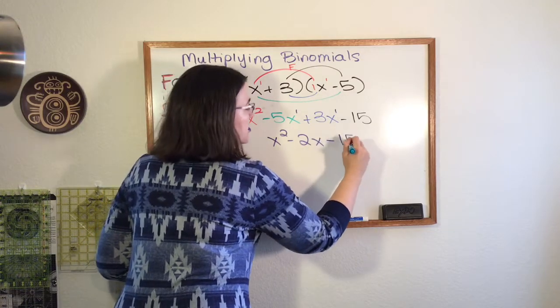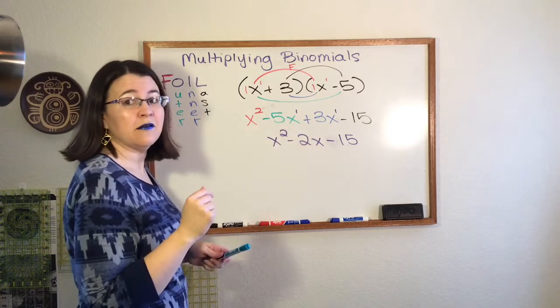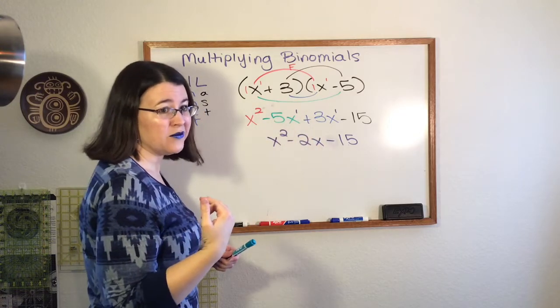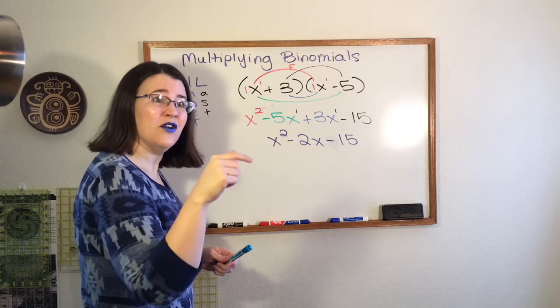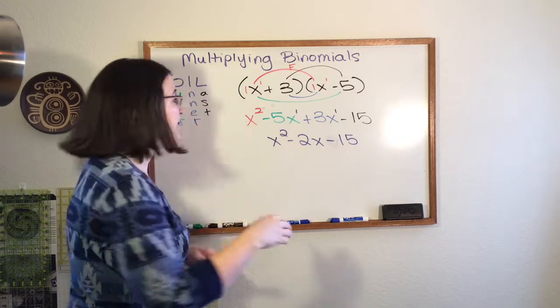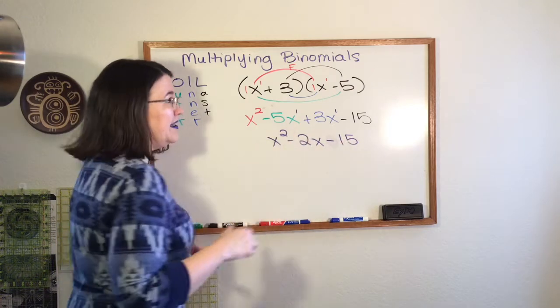And try to write your signs correctly. If you are not good at adding and subtracting, you can use a calculator. I have no problems with that. In fact, I recommend it because you can still learn high school math even if your elementary and middle school math was not great. So your final answer here would be x squared minus 2x minus 15.